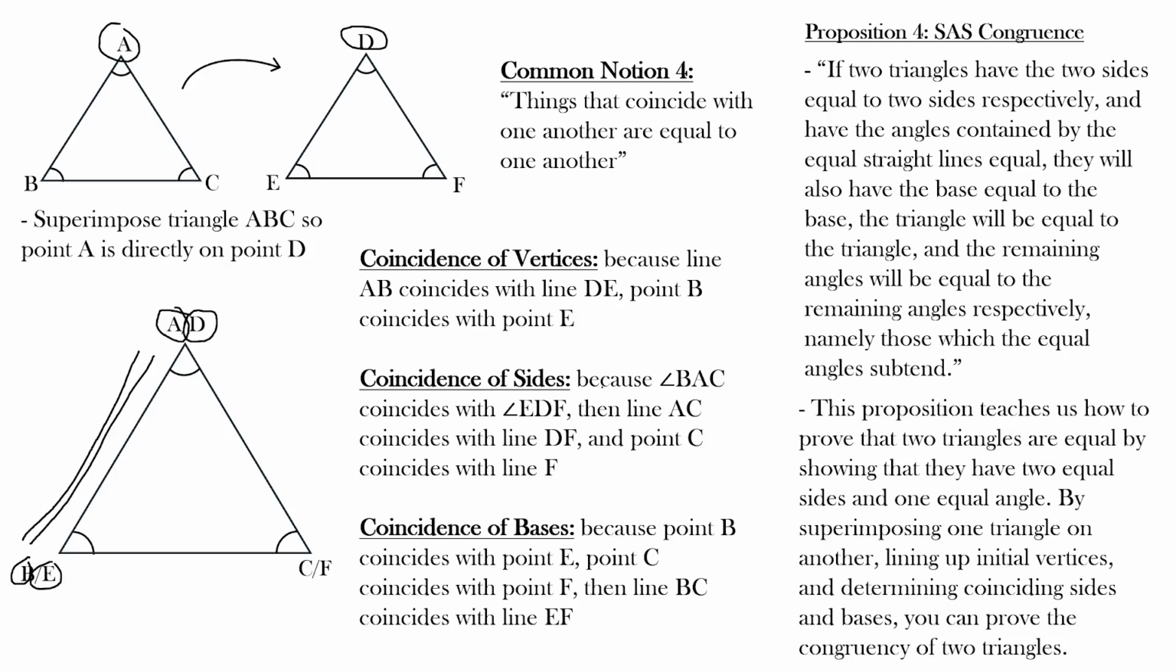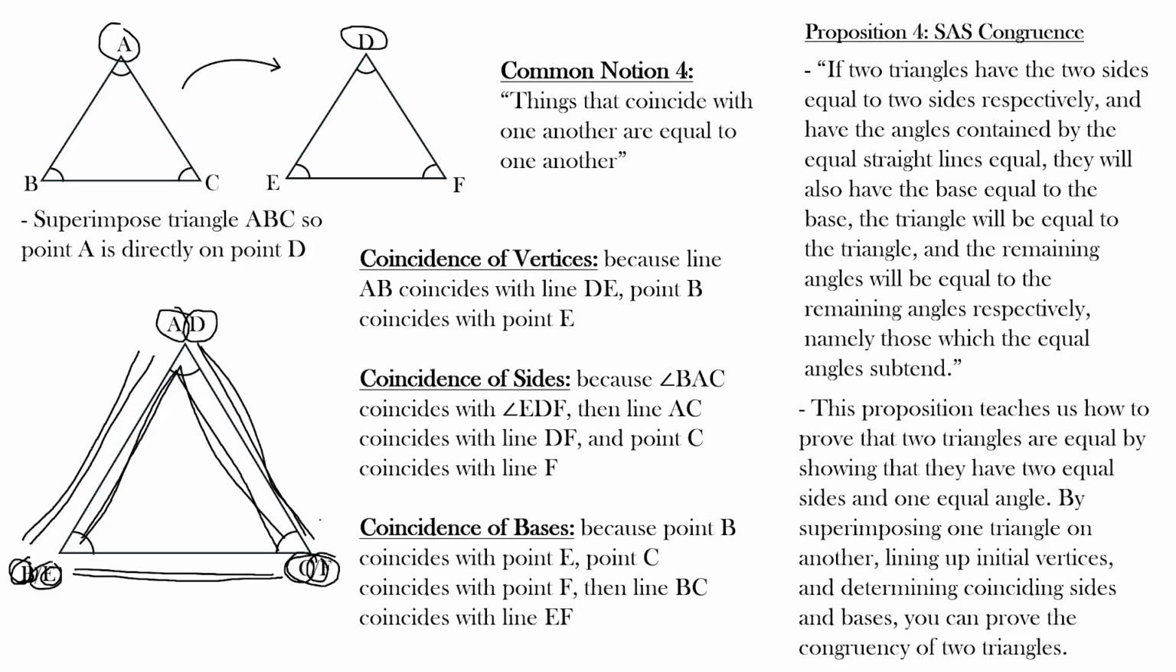The coincidence of sides, because angle BAC coincides with angle EDF, those are the same, then line AC, line A to C here, coincides with line DF. D to F is again the same line, and point C coincides with point F, as you can see down here. Coincidence of bases, because point B here, again, coincides with point E, point C coincides with point F, then line BC coincides with line EF.